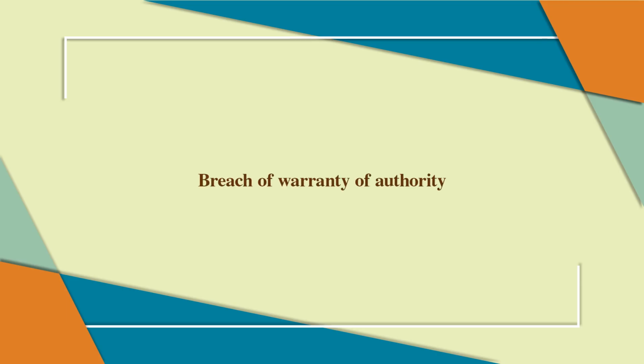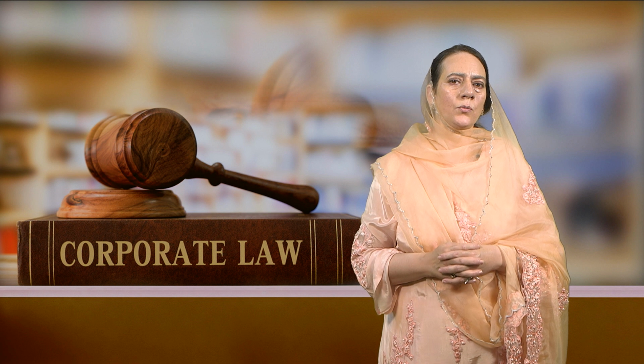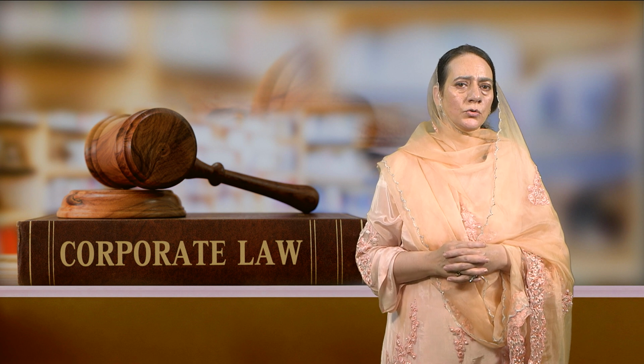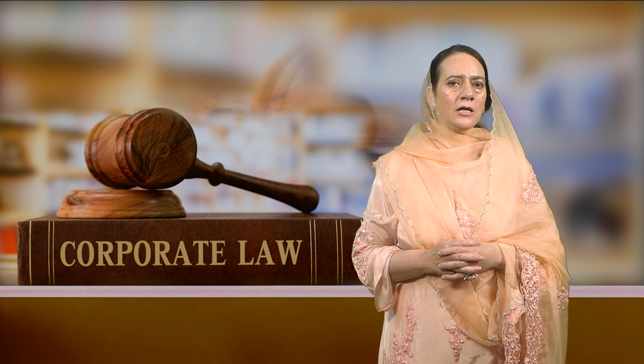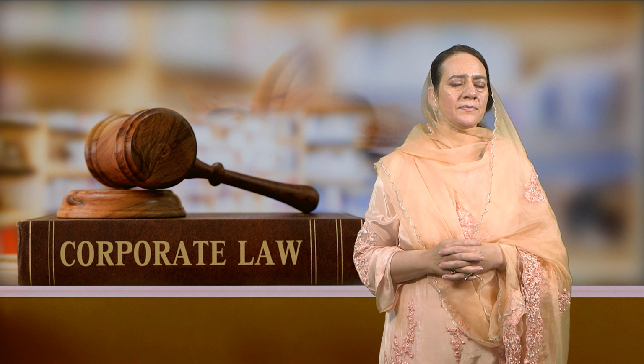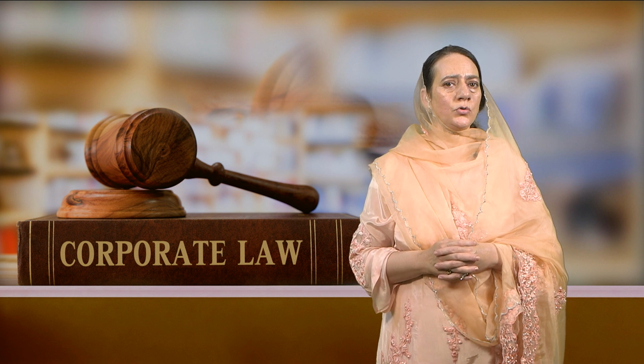Breach of warranty of authority. The directors are akin to the agents of the company and therefore can do nothing which the company itself cannot do under its memorandum of association. Consequently, any contract which is ultra vires the company will be void and without any effect whatsoever. As such, directors must act within the limits of the company's powers. If they do not, they would be held personally liable for breach of warranty of authority.